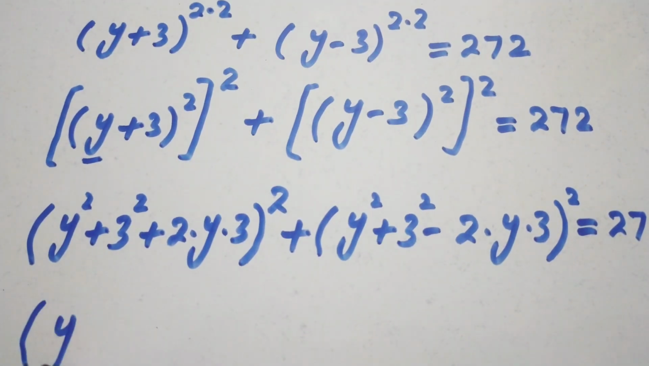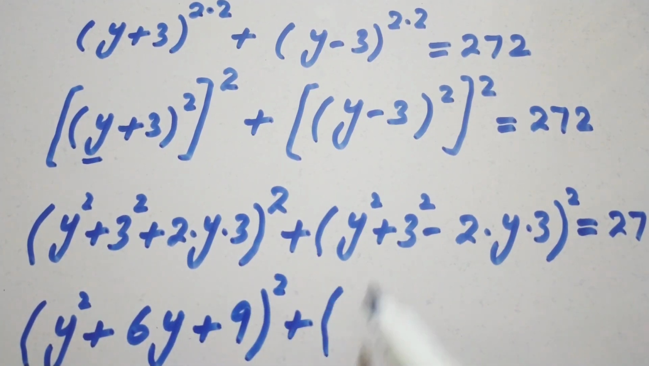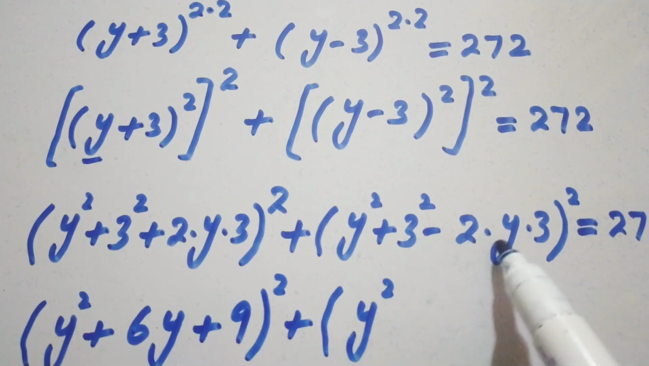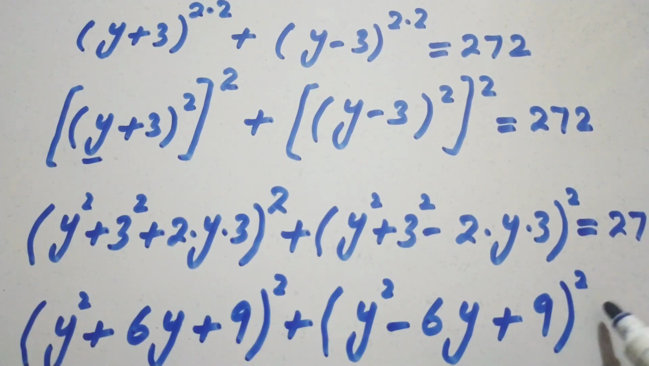Now (y^2 + 3 multiplied by 2, 6y + 3^2, which is 9)^2 plus (y^2 - 6y + 9)^2 is equal to 272.